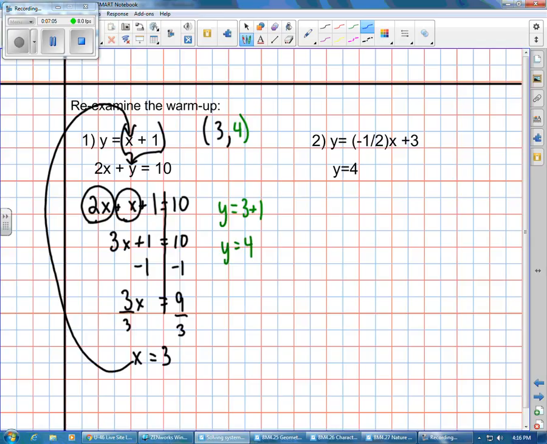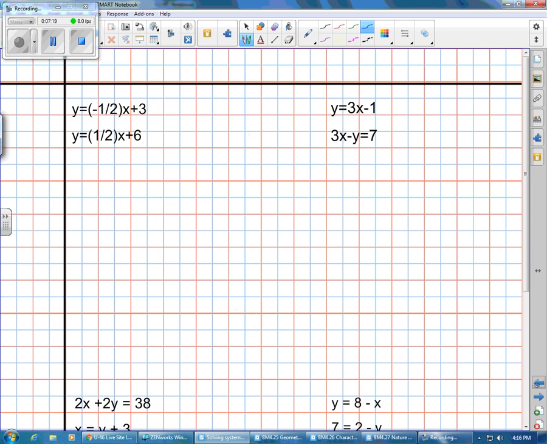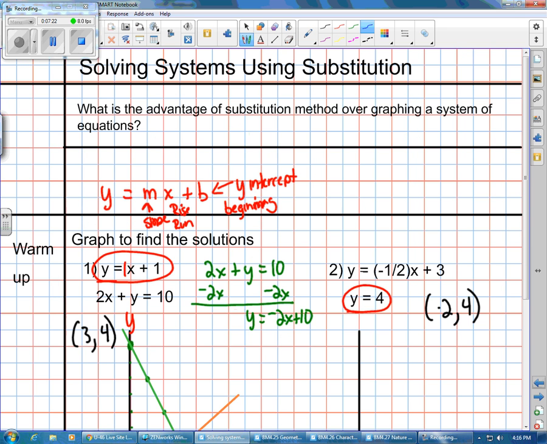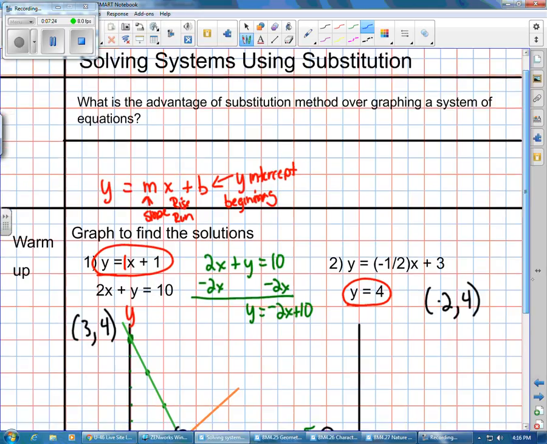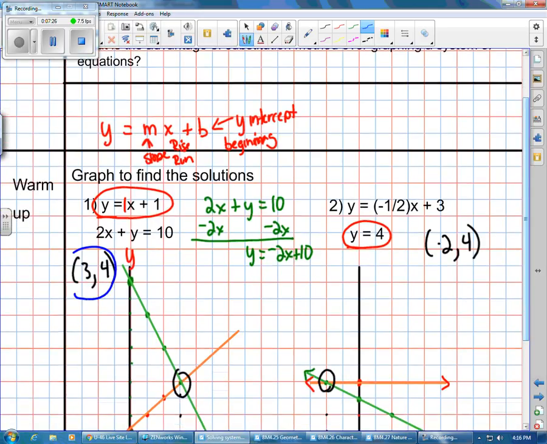So does 2 times 3 plus 4 equal 10? Let's see, 2 times 3 is 6, plus 4, 10 equals 10. So it works. I can also go back and check. I already solved this using graphing. So go back and check, and hey, my answer when I was graphing it was also x is equal to 3, y is equal to 4.